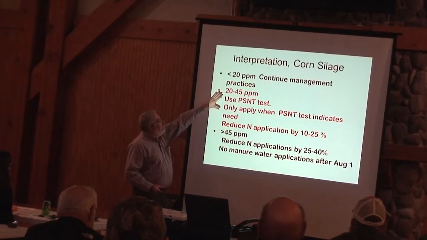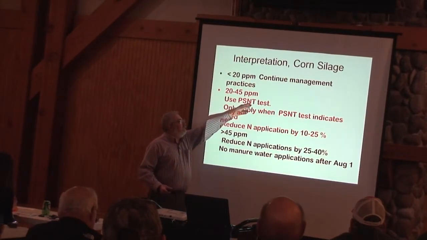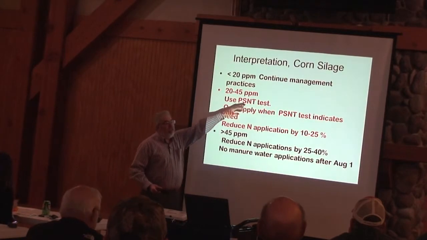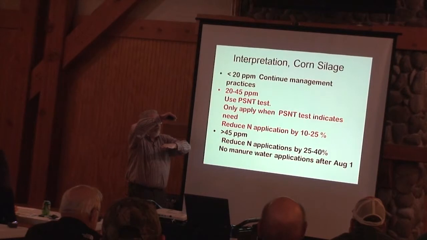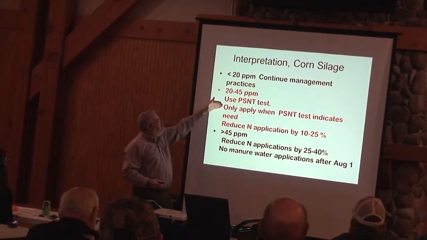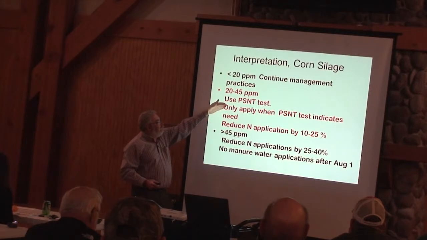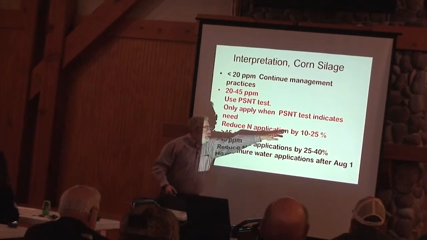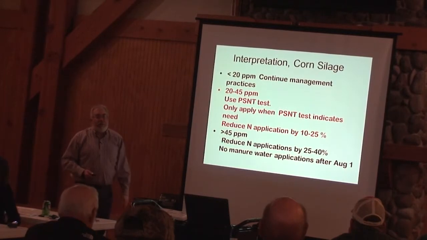Okay? If you're in the 20 to 45 range, you want to use something called a pre-sidedress nitrate test, which is a soil test when the corn is about yay big, and you come through and take a soil test, and it tells you how much nitrate is left in your soil, to help you indicate if you need more nitrogen, and you should only apply when this test indicates that you need more, and the next year you may want to reduce somewhere between 10 and 25% of your nitrogen application.